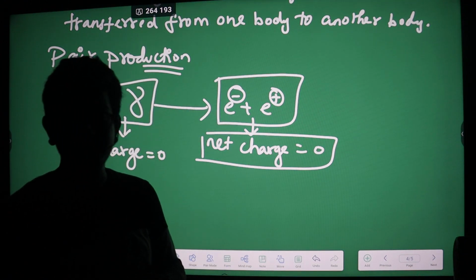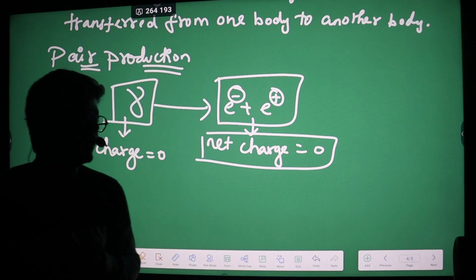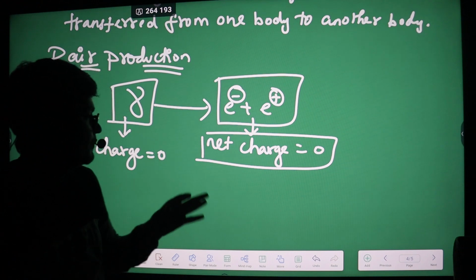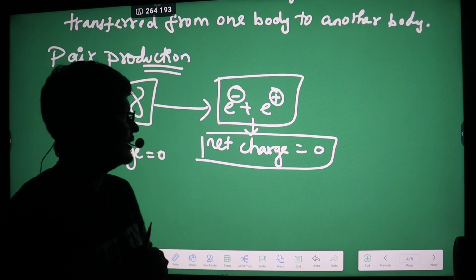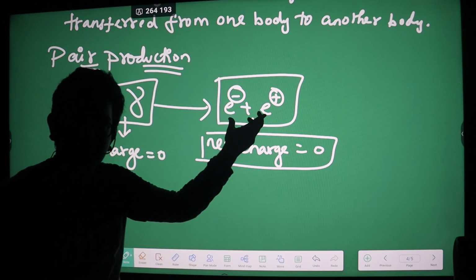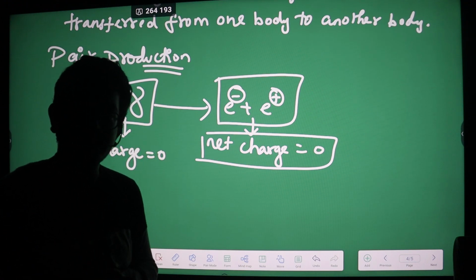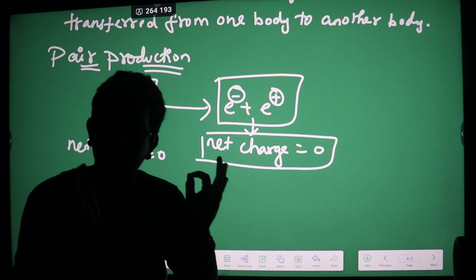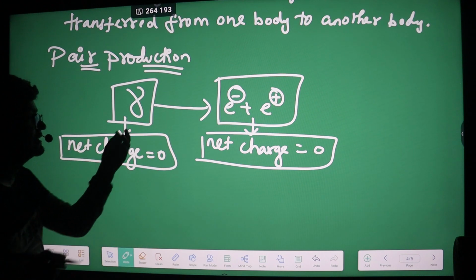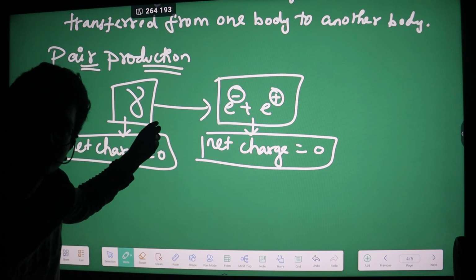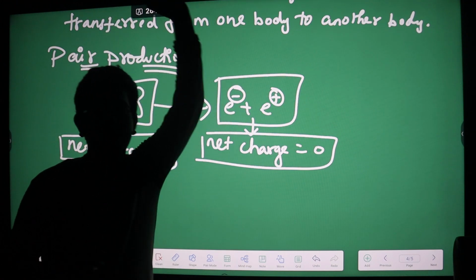For example, if I am having the gamma photons in a container, the electron and positron are going to be produced in the container after some time. These two are charged particles that I am getting in the container, but the net charge of the container is still 0. It's very important to understand this. The net charge of the container which has the gamma photons, even after producing the electrons and positrons, is still 0.